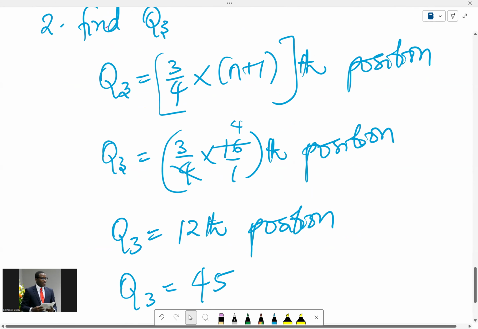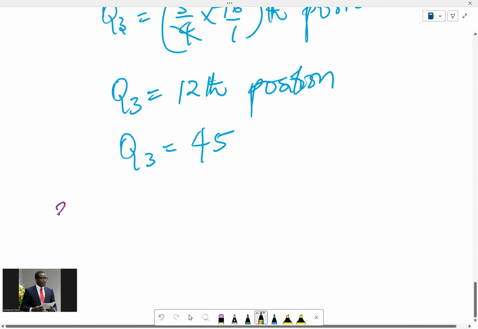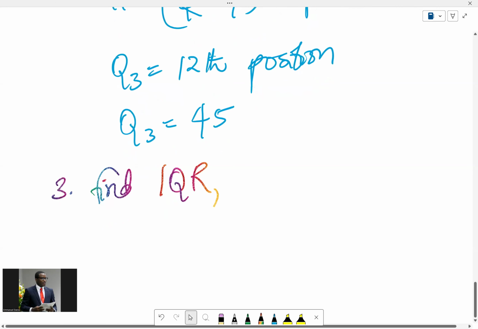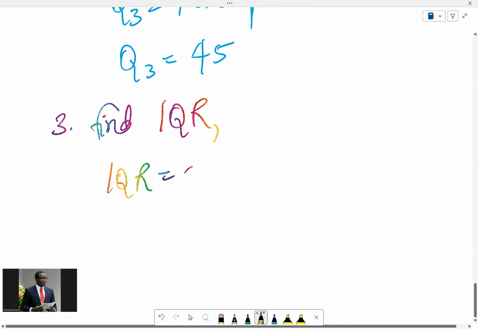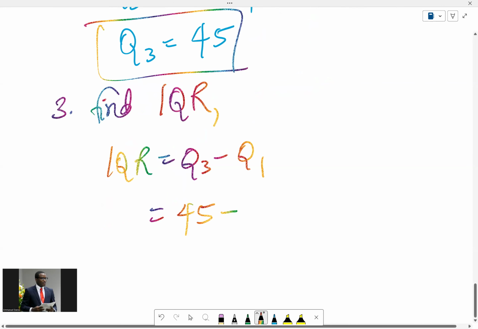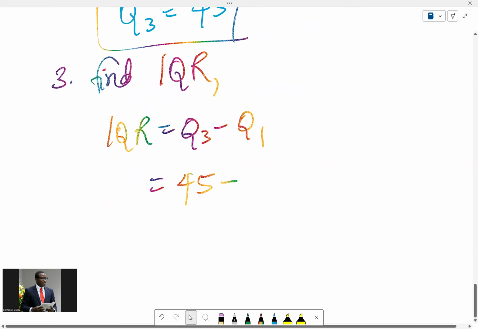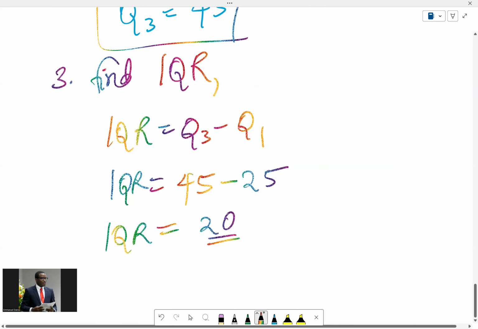The next step is to find the IQR, the interquartile range. So step 3, find IQR. We know that IQR is Q3 minus Q1. Q3 is 45 minus Q1, which is 25, and that is 20. So IQR is 20.